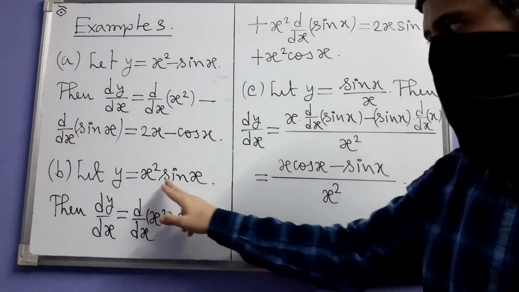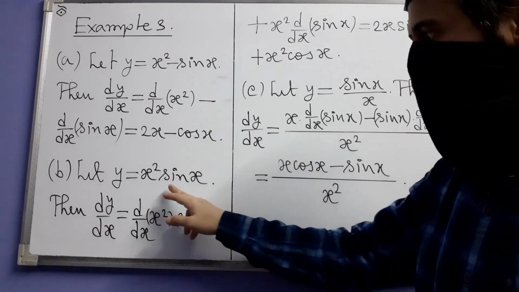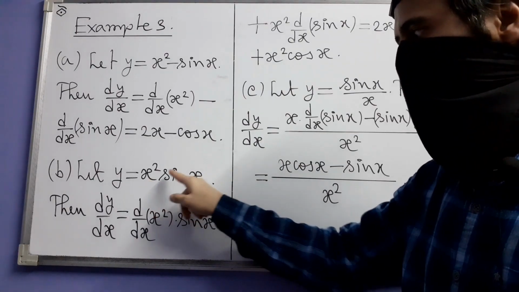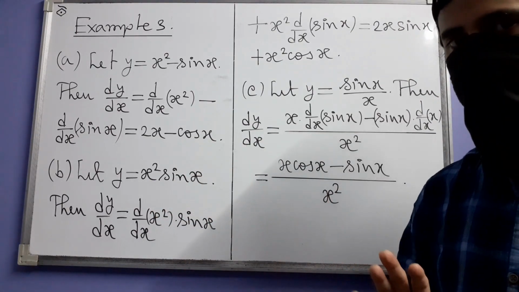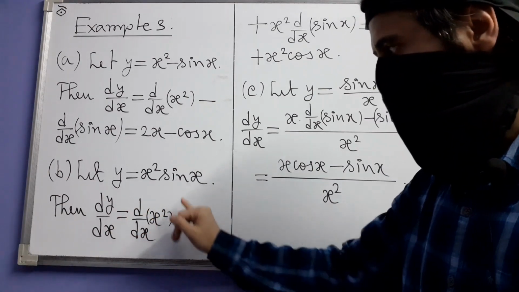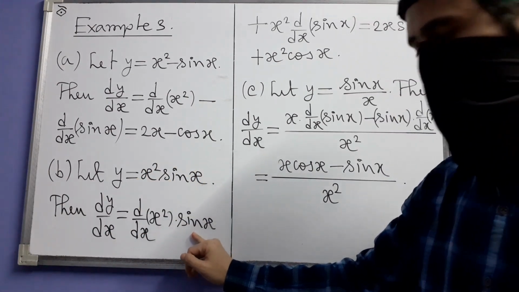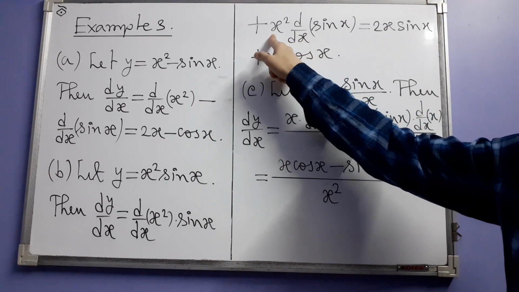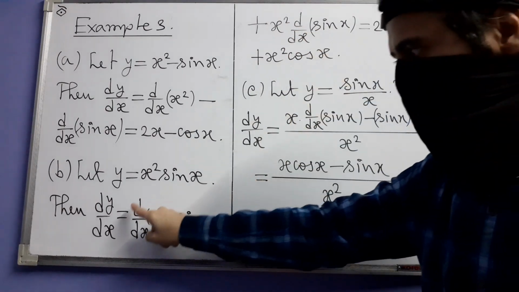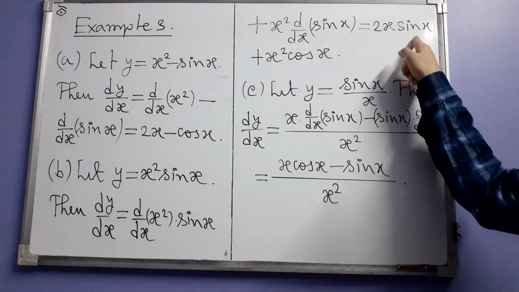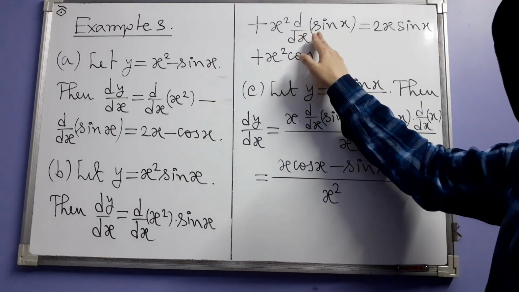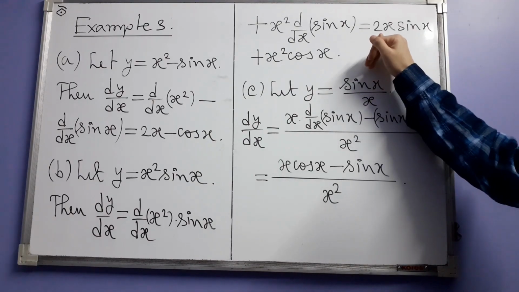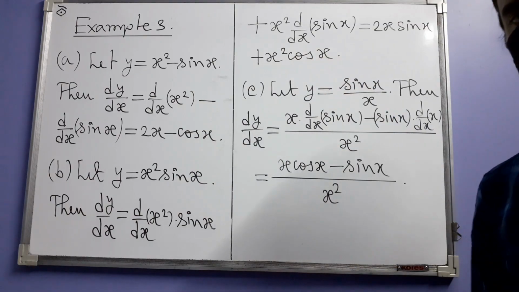In part B, the function is a little more complicated. It's no longer a difference or sum, it's the product of x square and sin x. So we have to use the product rule here. So differentiating it, first you differentiate x square keeping sin x as it is, plus you keep x square constant, you do not change it, and differentiate sin x. So this derivative is 2x, so you get 2x sin x, plus this derivative is cos x, so you get x square cos x. So that way the entire derivative becomes 2x sin x plus x square cos x.